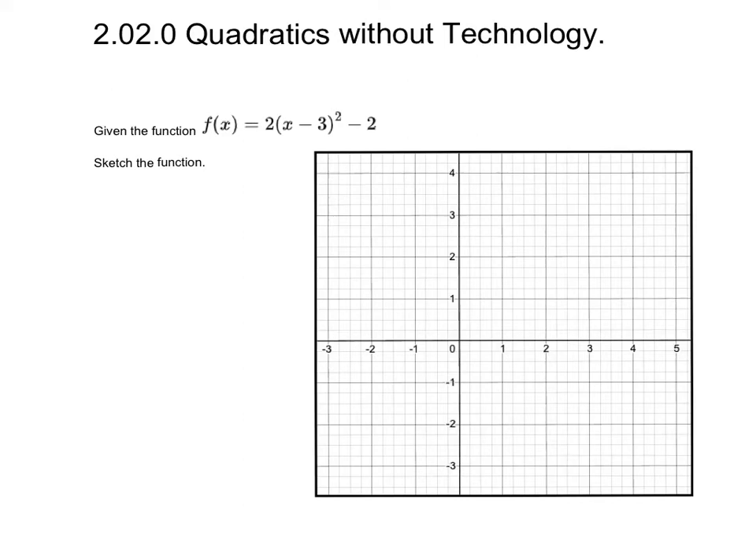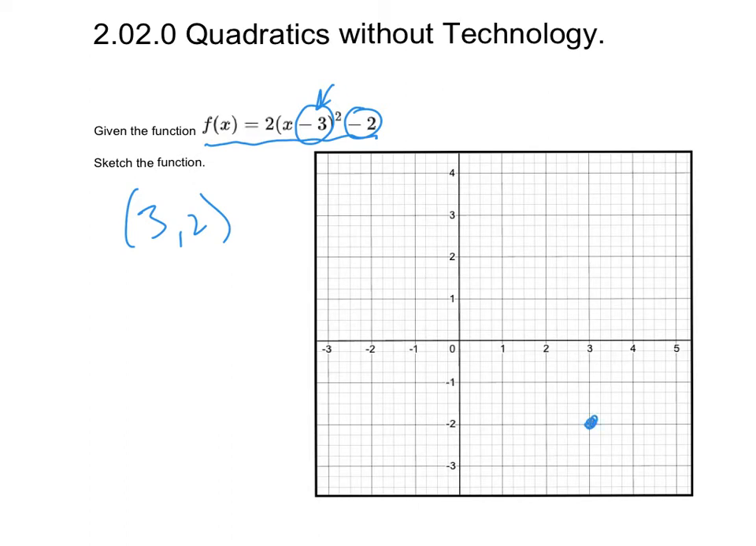So in this problem here, we're graphing quadratics without technology. And when we have this particular function here, we have to recognize that this tells us the vertex, but this particular value is opposite of what you expect. So the vertex is actually positive 3, 2. It's positive 3, 2. Here is the vertex.